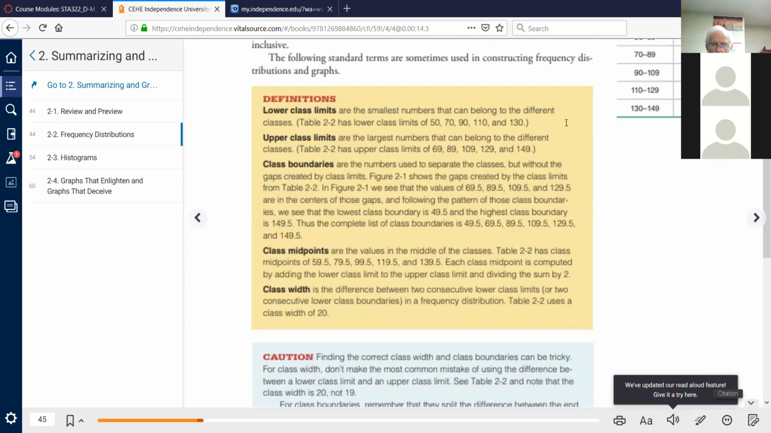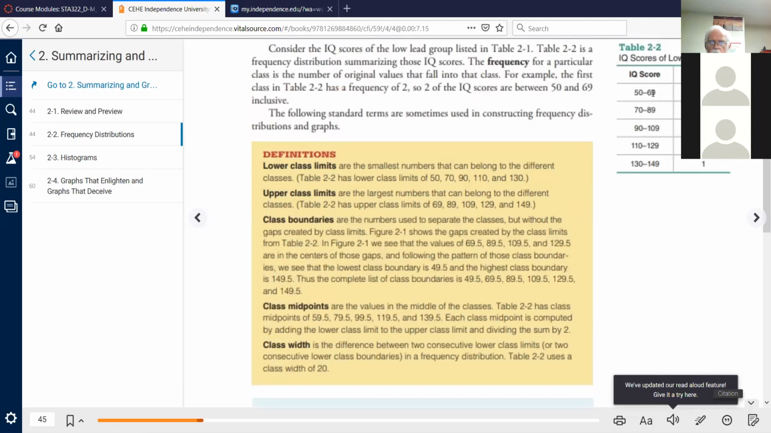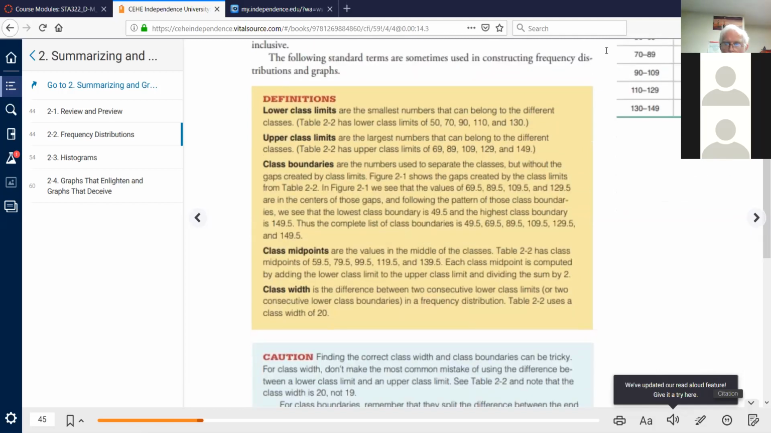Boundaries are the numbers that separate the classes. So the boundaries are actually midway between the upper limit of one class and the lower limit of the next. So the boundary between this first class and the second is 69.5. And the midpoints are here. We simply add up the two numbers and divide by 2. So the midpoint here is 79.5 of this 70 to 89 group. Okay, and the class width is 20.